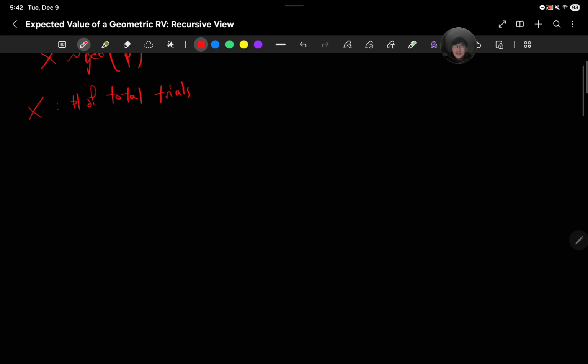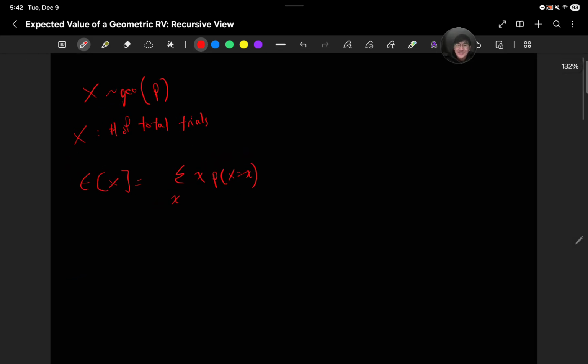So now we could ask what the expected value of X is. Using the definition, this is just the sum of the products of all the outcomes times the corresponding probability of getting that outcome. So here we could say, overall X. But there's a nicer way of viewing this recursively.